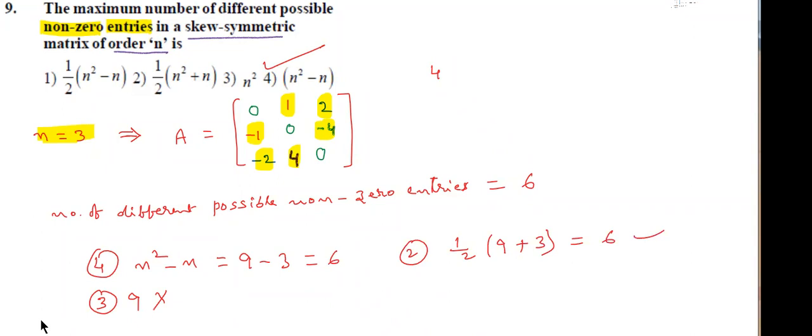N square plus 1, that is 12. 2 6 are 12. Okay. And first option, see that 1 by 2 into 9 minus 3. This is 6 by 3. This is wrong. And fourth and second option, both are same answer. Both are getting same answer.